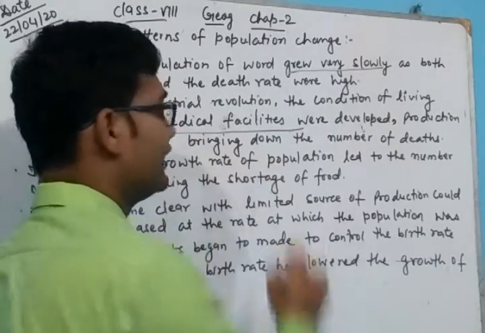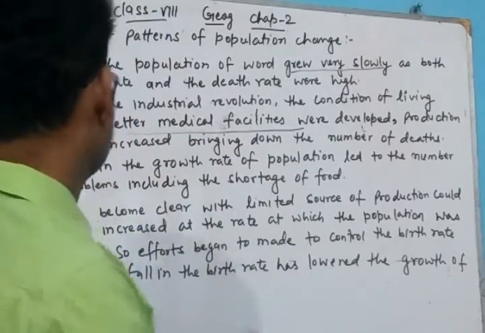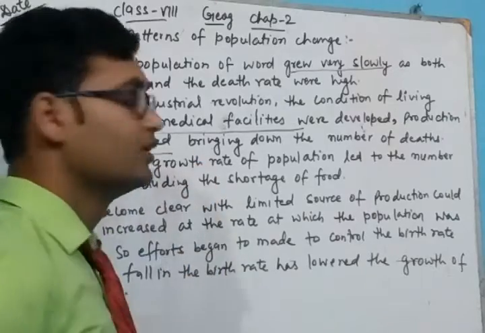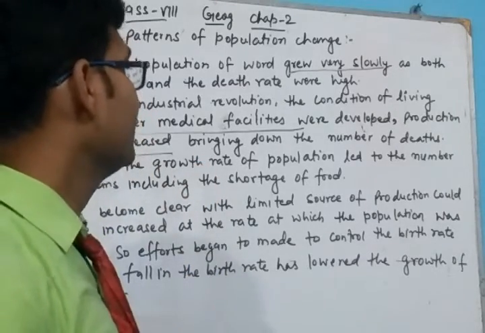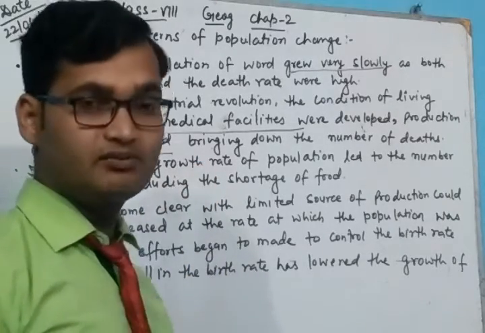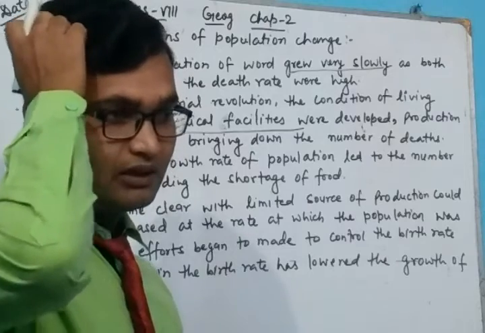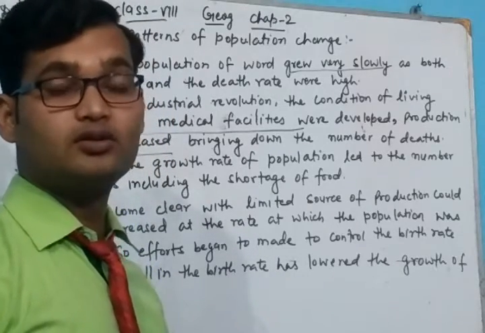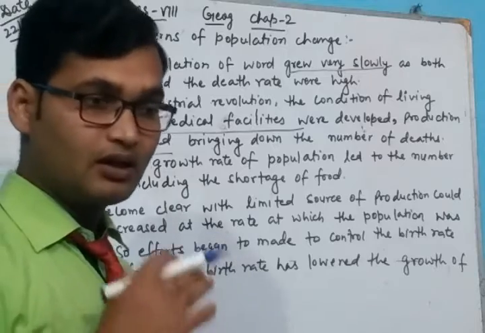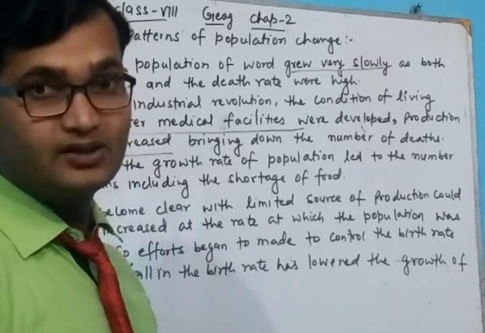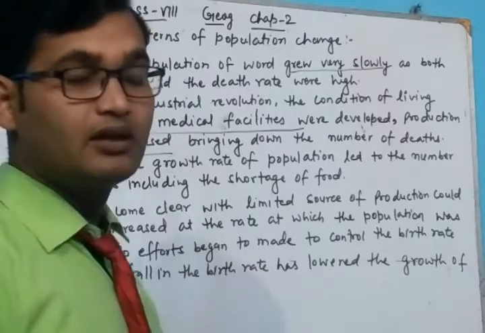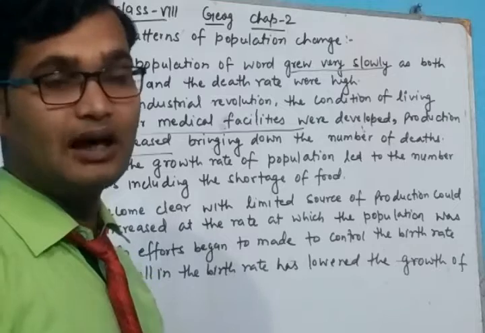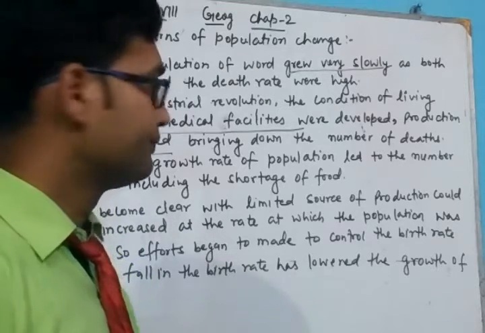Medical facilities were developed and production of food increased, so the number of deaths came down, which means the death rate decreased, while the birth rate remained high, so the population rapidly increased after the industrial revolution.